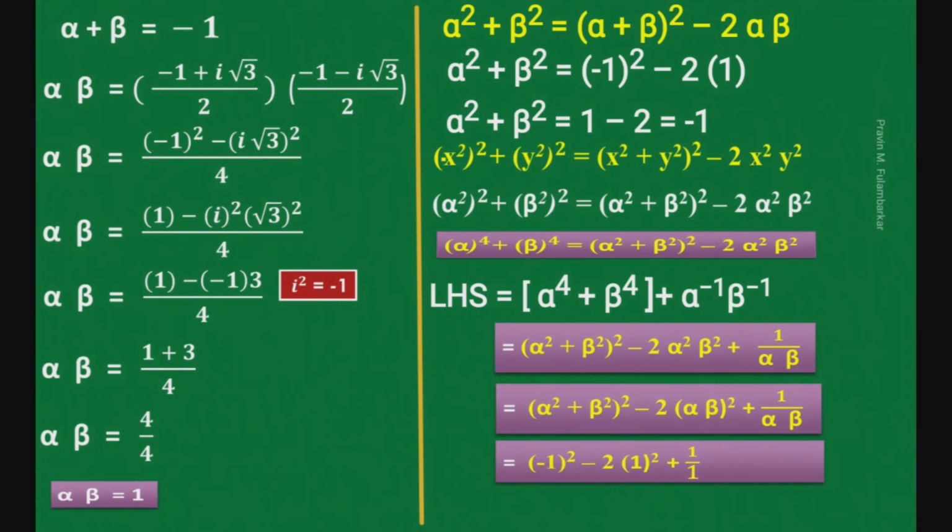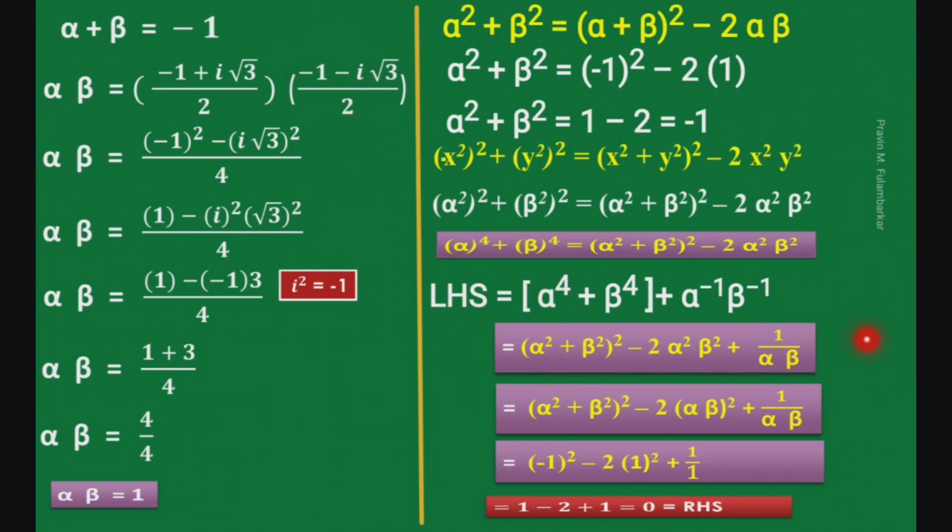So minus 1 square we get plus 1. This 1 square is 1. So minus 2 into 1 we get minus 2. This 1 upon 1 we get 1. So 1 plus 1 which is 2. So 2 minus 2 we get 0, which equals RHS. So in this way you can show LHS equals RHS.